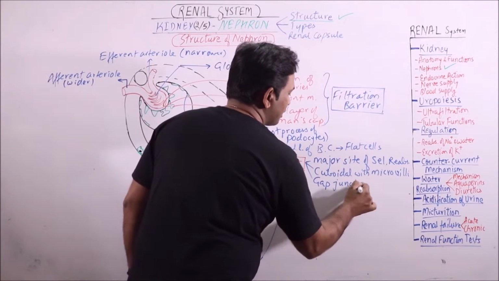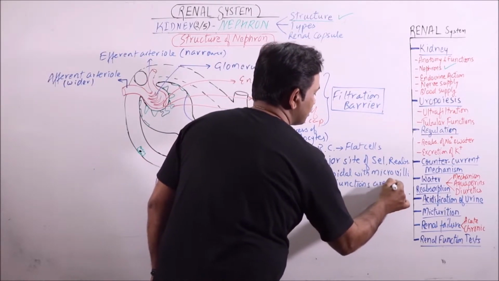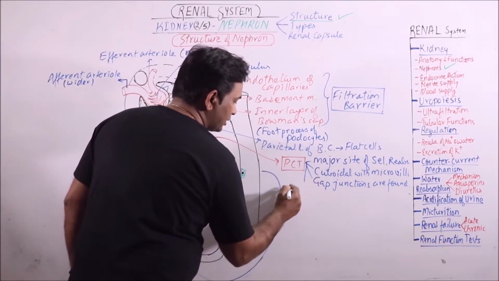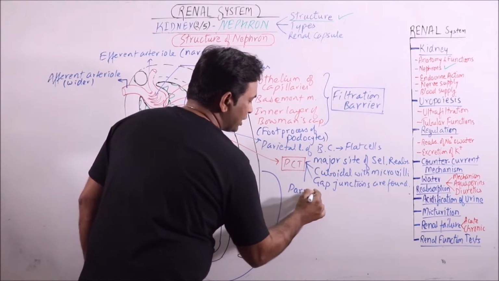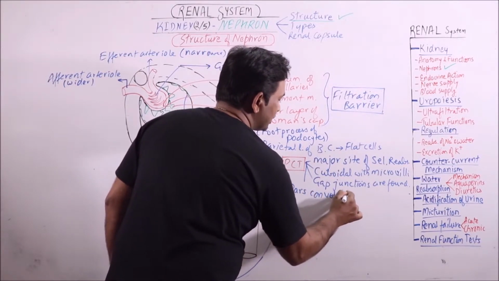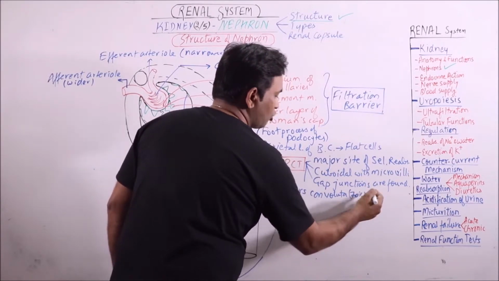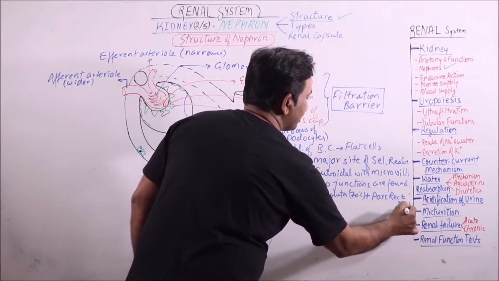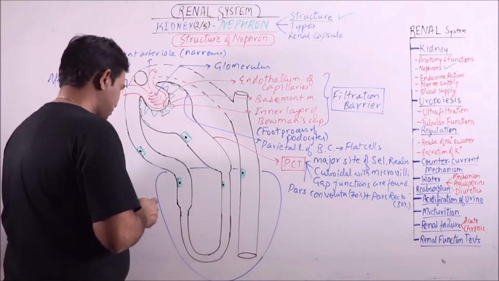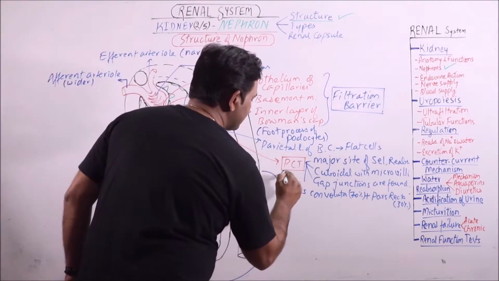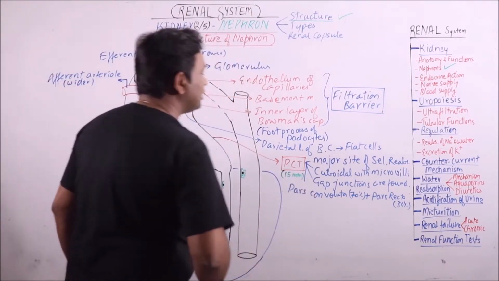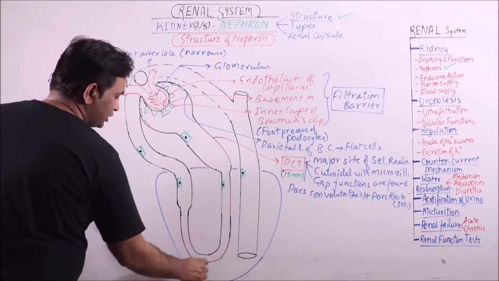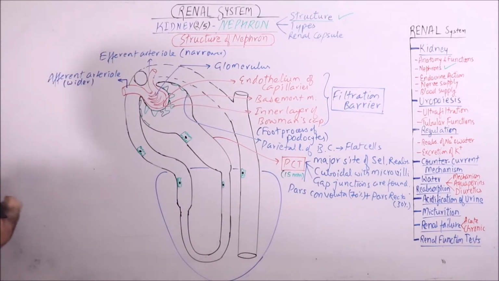Gap junctions are found in between the cells, and it is made up of two regions: pars convoluta, which is 70%, the coiled part, and pars recta, that is straight part, which is 30%. The length of PCT is 15 millimeter. Now the next structure is this U-shaped structure, which is known as loop of Henle.